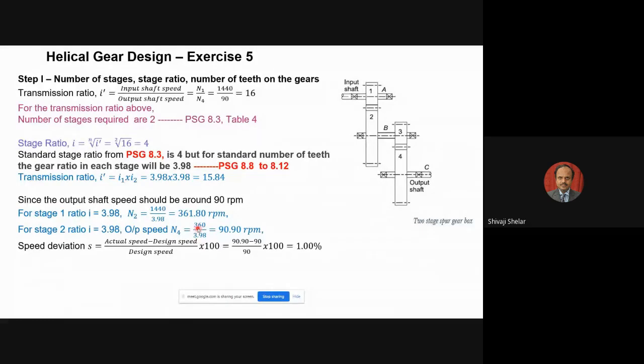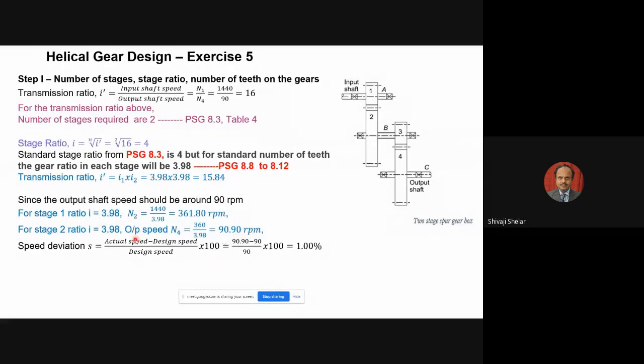Actually, this is 361.80. This is a typing error, please understand it. So divided by 3.98, this value gives you 90.90 RPM. What was expected? 90. What are we getting as actual speed right now? 90.90 RPM. This is the design speed and this is the actual speed.